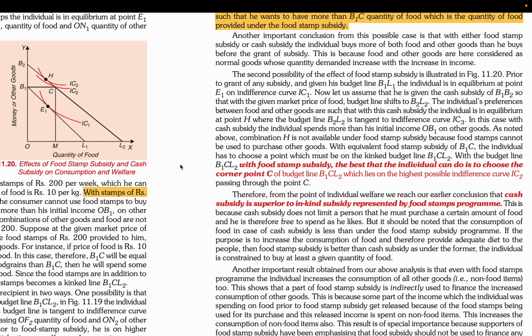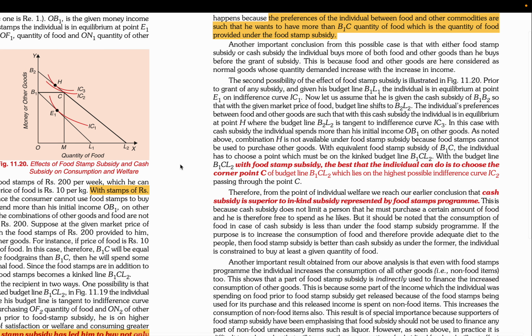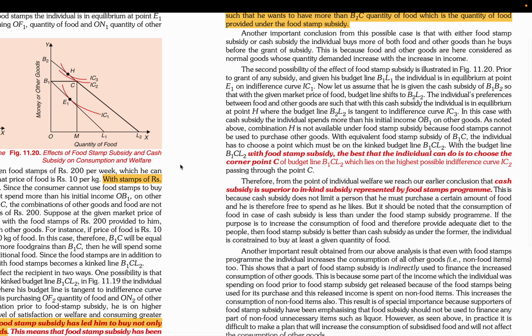Prior to the grant of subsidy and given budget line B1L1, the individual is in equilibrium at point E1. So this is the budget constraint and he is said to be in equilibrium at E1. Now let us assume that he's given the cash subsidy of B1 B2, so that now he's given cash. So this also signifies money, right? So he's getting B1 B2 level of money extra, so that with the given market price of food, the budget line shifts to B2 L2.